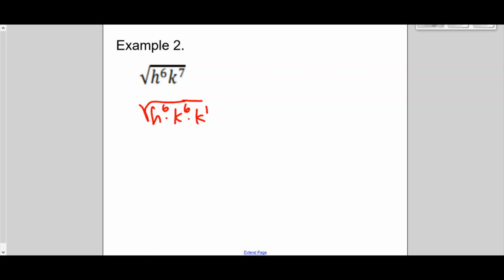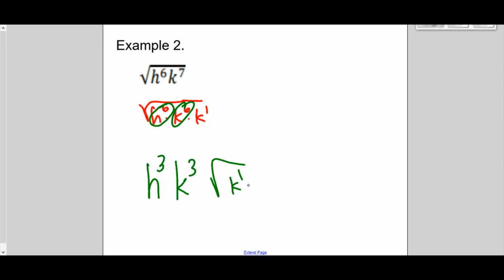So now my even exponents get divided by 2, and it goes outside the radical. So this 6 divided by 2 is 3. So this is h cubed. K to the 6, 6 divided by 2 is 3, so it's k cubed. And what's left is k to the first inside the radical.